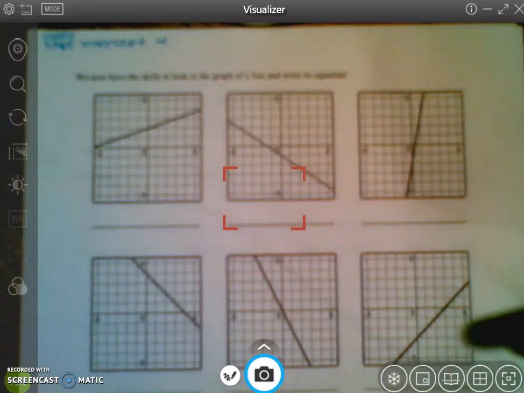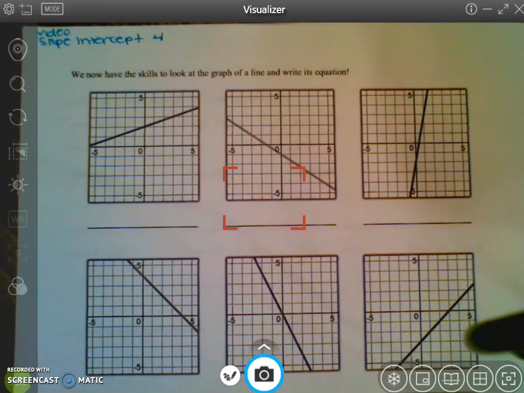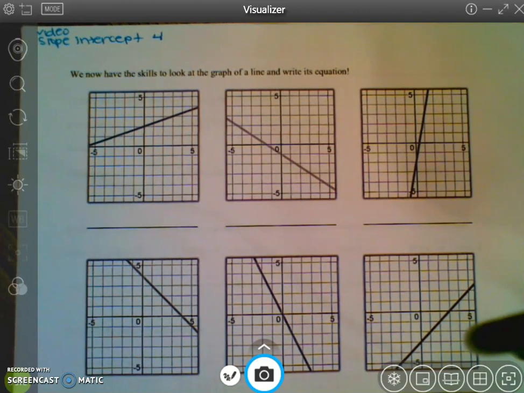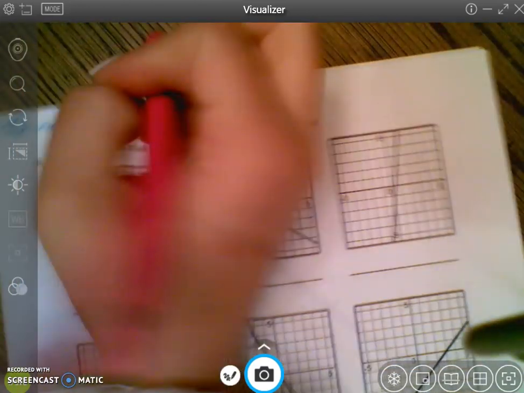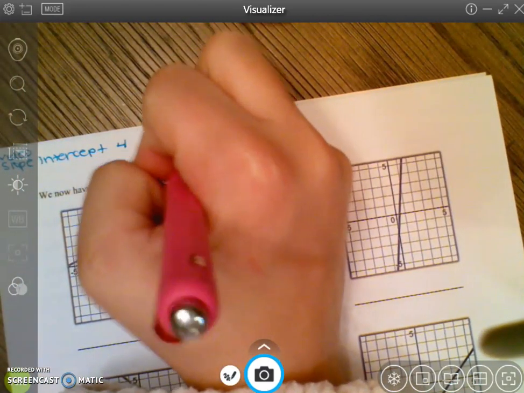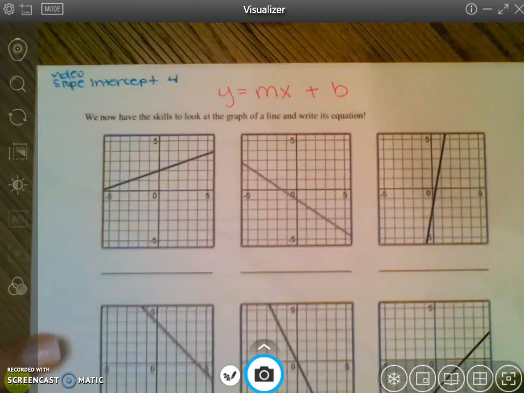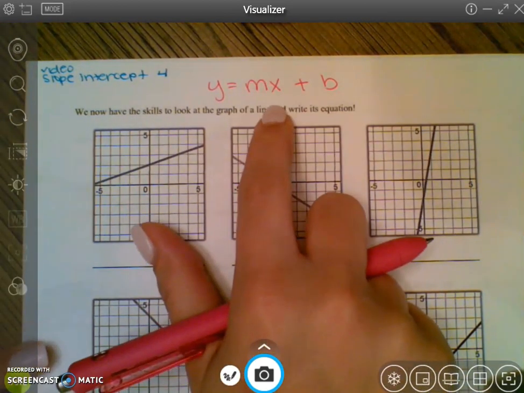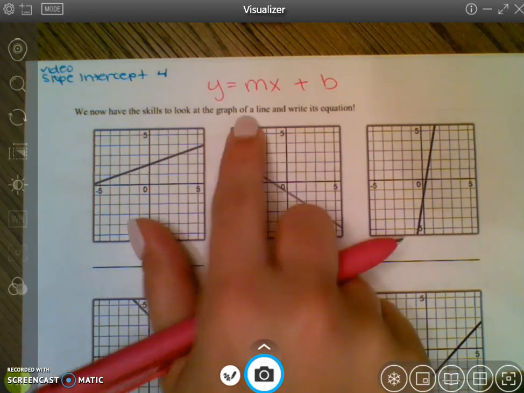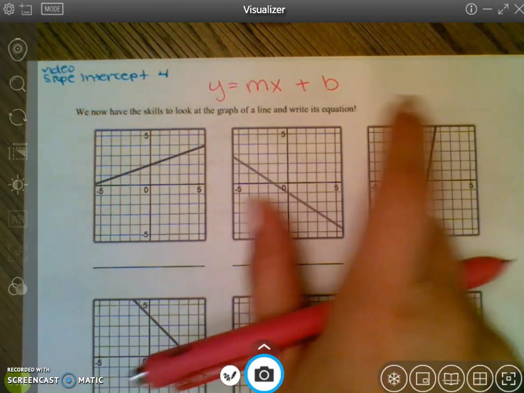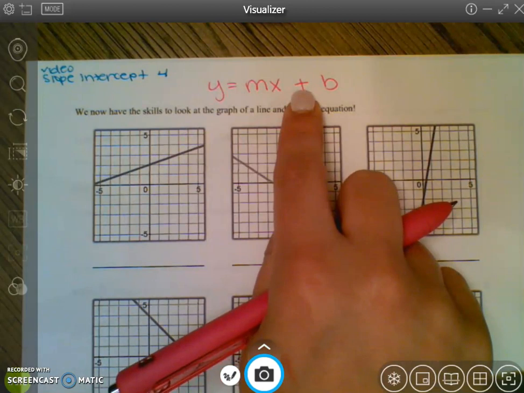Okay, so this page is going backwards. So before I gave you the slope and I gave you the y-intercept, and it looked like this. Y equals mx plus b. Okay, I gave you this, and then you had a graph. Now I'm giving you the graph and you have to write this.